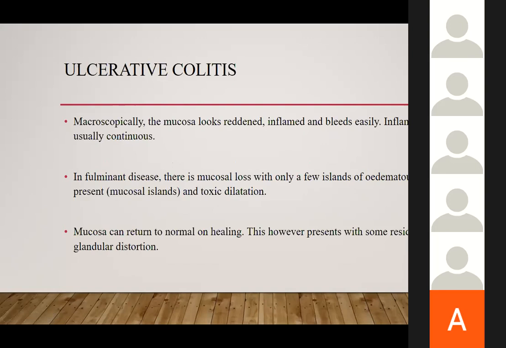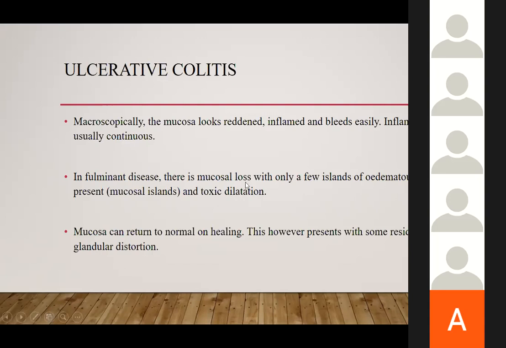Okay, so macroscopically, the outside and everything looks fine, unlike Crohn's disease. The main issue is with the mucosa, which looks reddened, looks inflamed, and bleeds easily. So your patients would have diarrhea with blood in it. And unlike Crohn's disease, where you can have skip lesions, in this one the inflammation is usually continuous. You don't have a break and then inflammation going on elsewhere. The inflammation will follow and be continuous.